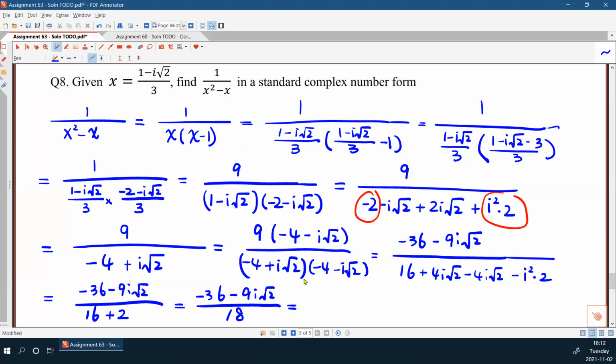And in the form of a plus bi, this is minus 2 minus square root of 2 over 2 times I, right? So the final result is this number. Okay, so have a look at the solution, and if you have any questions, let me know, okay? Usually there is no better way to calculate this. Just be careful with the calculation in each step, and you will get the correct final answer.